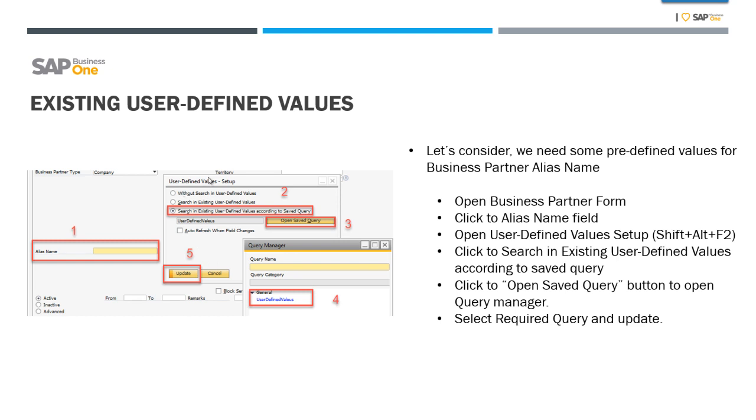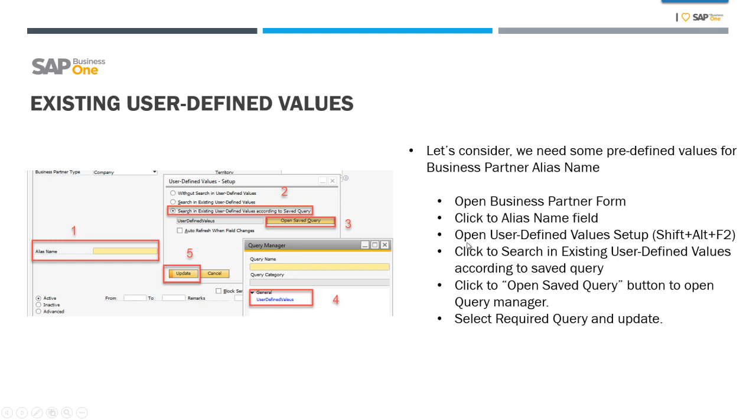Once we have the user defined value setup window available, we need to choose the third option, which is search in existing user defined values according to the saved queries. Once this radio button is checked, the user needs to open the saved queries. In our case, we already have the query saved in the query manager, so we select the respective query. Once the query is selected, the user needs to click update, and once that is done, we have the query assigned as user defined values on the alias name field.